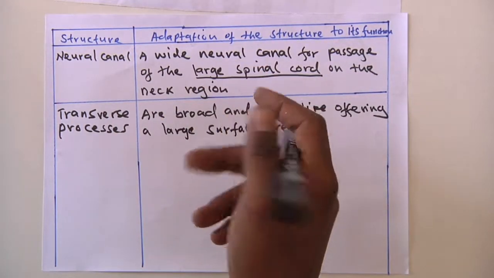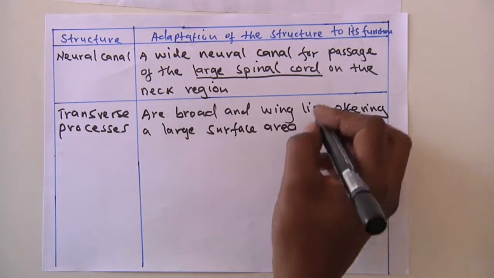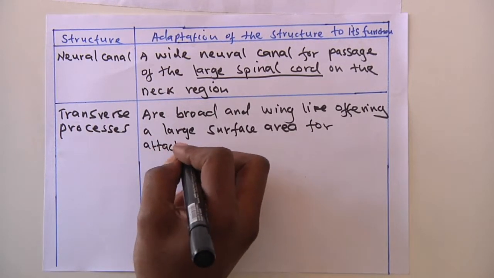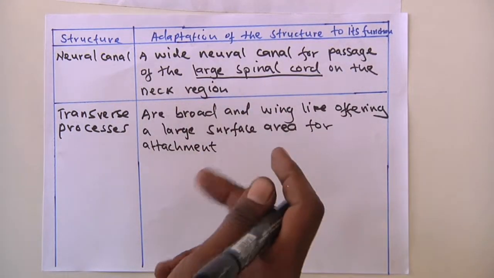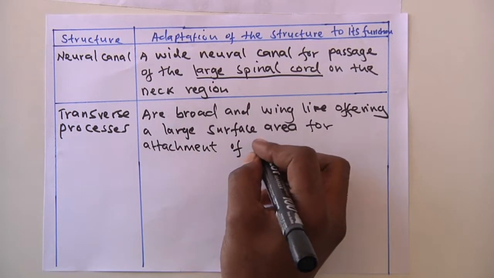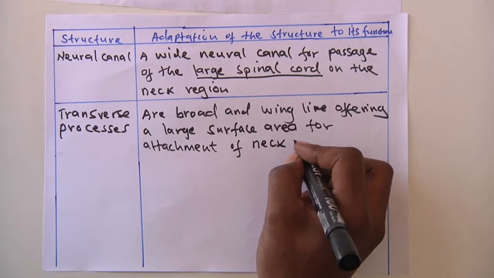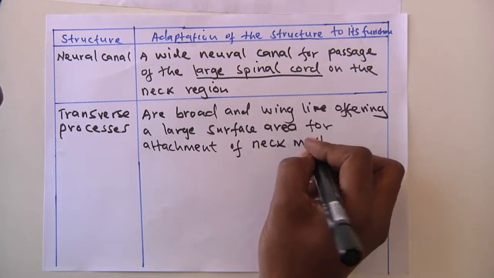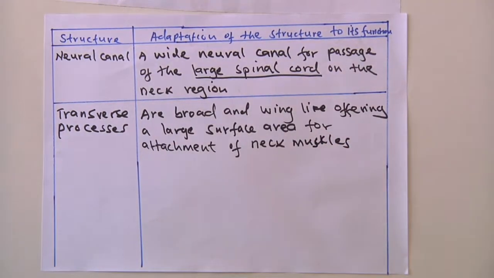And what is the importance of this large surface area that is created? For attachment of the neck muscles. Because the neck has to be kept in position. So the strong muscles of the neck are going to be attached onto the transverse processes of the cervical vertebra, which are broad and wing-like. So that is the importance of the transverse processes.